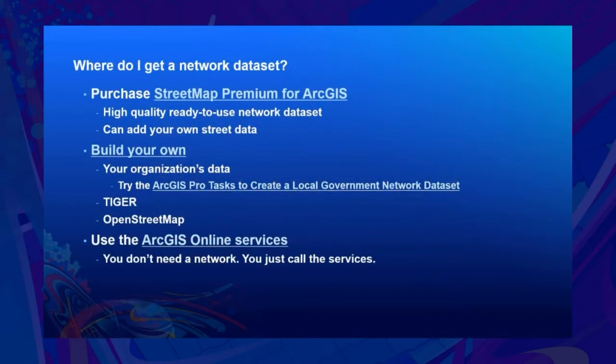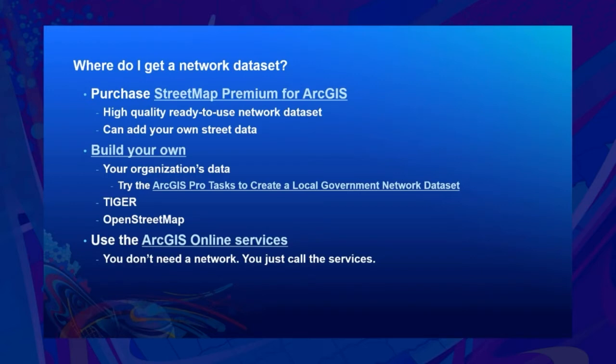Where do you get a network dataset? You can purchase StreetMap Premium, which includes a high-quality network dataset for your selected country or region. You can also purchase the StreetMap Premium Custom Roads product, which includes the StreetMap Premium data, as well as the flexibility to add your own roads or attributes into the dataset. You can build your own network dataset using your organization's data. There's some help available if you're a local government trying to build a network dataset from your street center lines. You can also use other data sources like Tiger or OpenStreetMap, although the data quality often isn't great and it will sometimes require a lot of work.